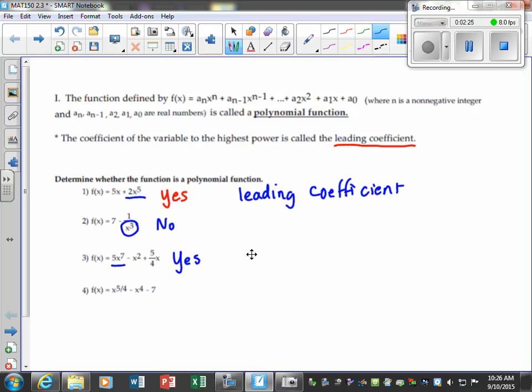Okay, and let's look at number 4. F of x equals x to the 5/4 power minus x to the 4th minus 7. What do you think? No, but why? Because this fractional exponent right there, so we would say no. Okay, so we just looked at a few examples, some that were polynomial functions and some that were not. It's easier to remember the things that make it not a polynomial function. So division, so this case right here and this case right here.